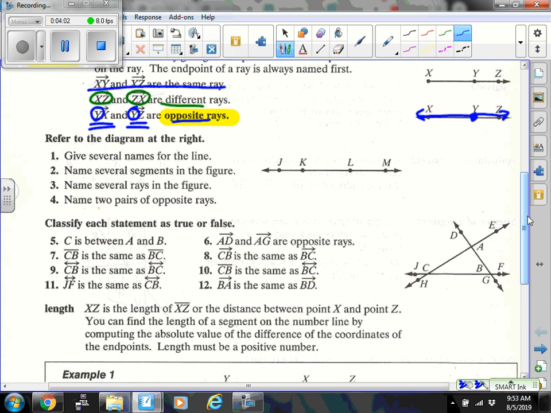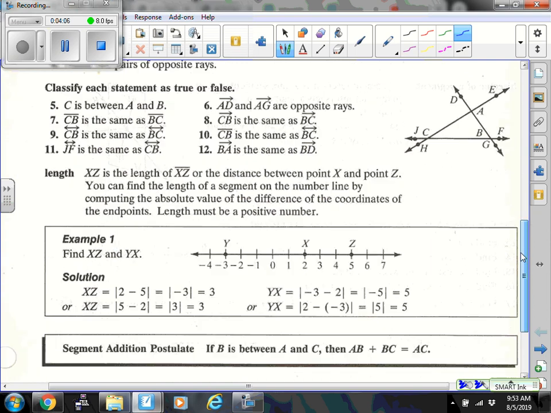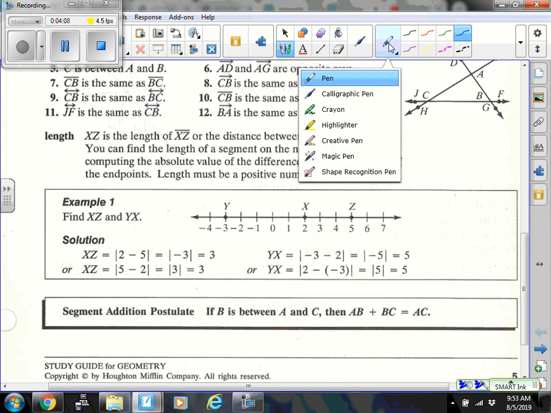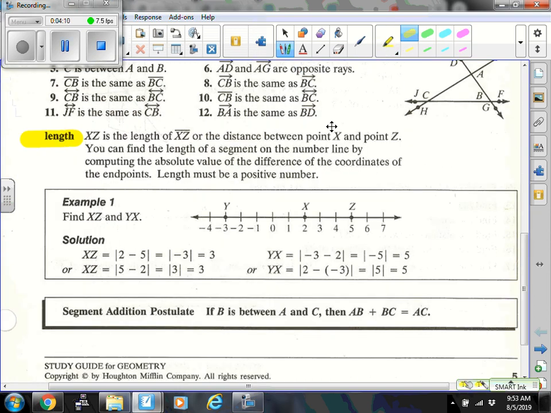Now we're going to try these four questions in class and these 1 through 12 in class. Now we're going to go to the next term. The next term is length. There's multiple ways to ask for a length. A length is the distance between 2 points. Distance between 2 points.